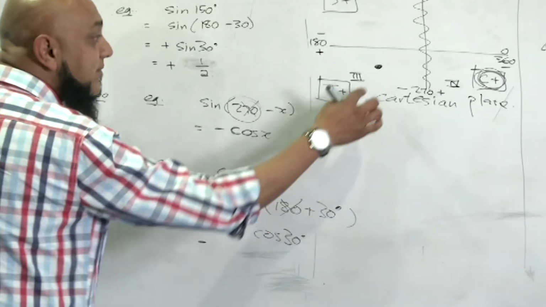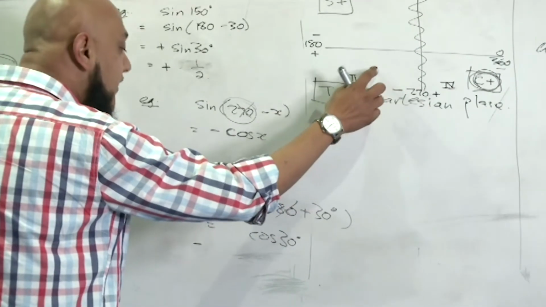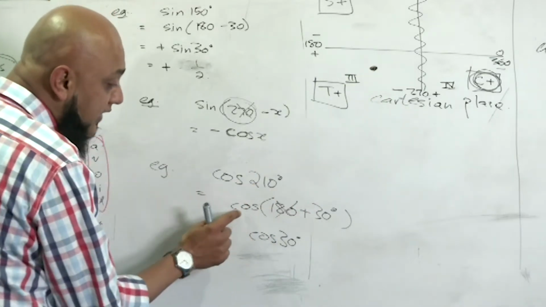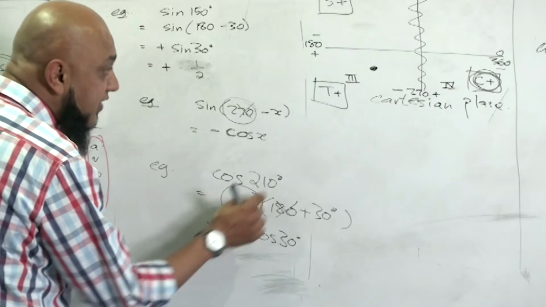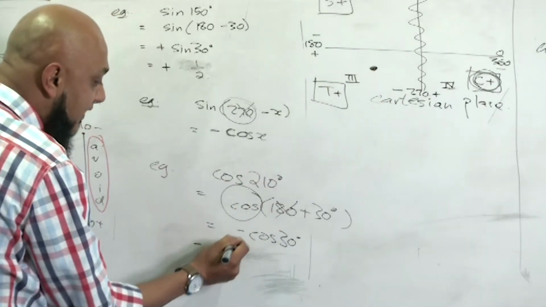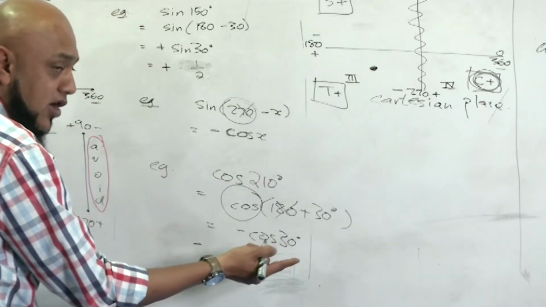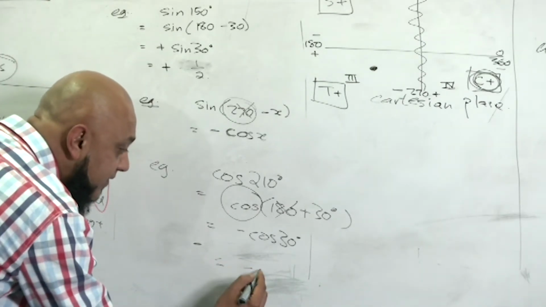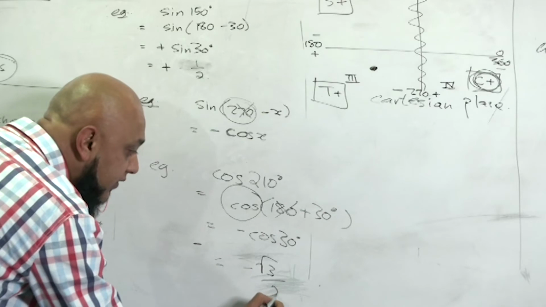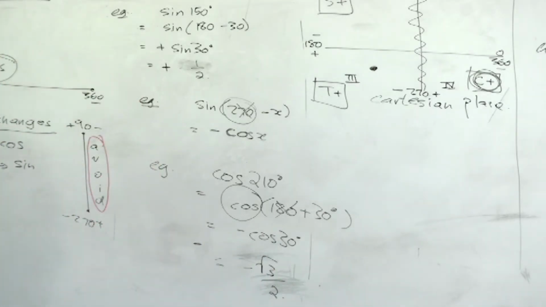180 plus is in my third quadrant. What do I know about cos? You look at the original, not the changed one. What is cos in my third quadrant? Negative. And we know minus cos 30, if you go to your calculator, would be minus square root 3 over 2. And there we go, guys.